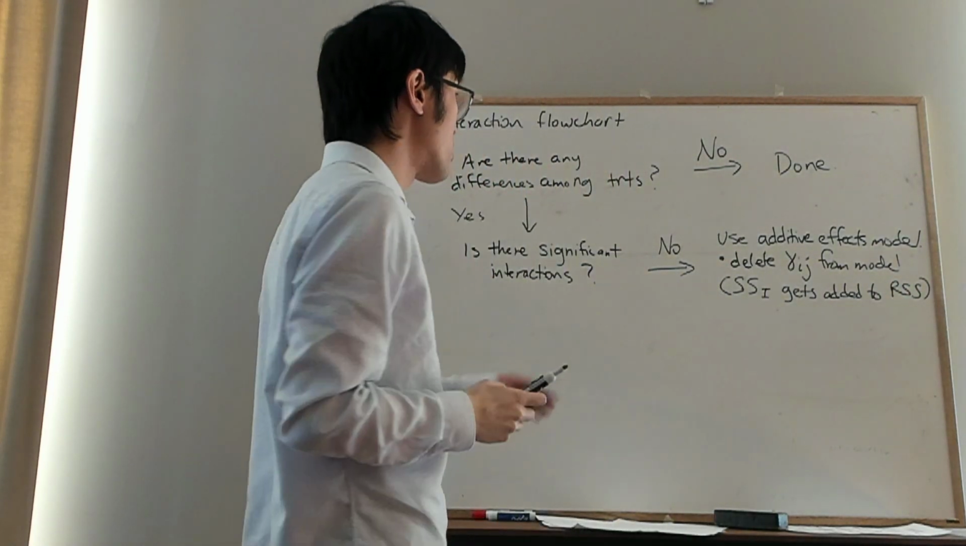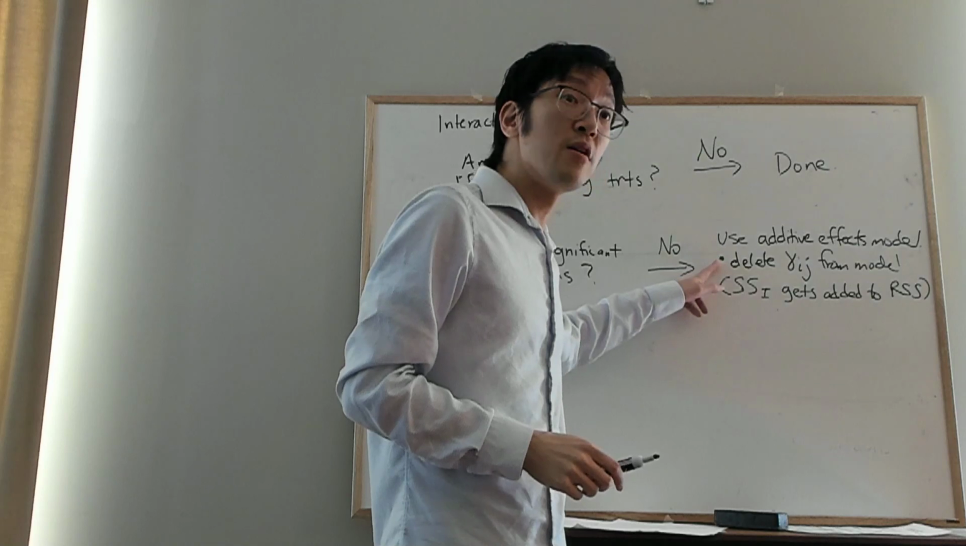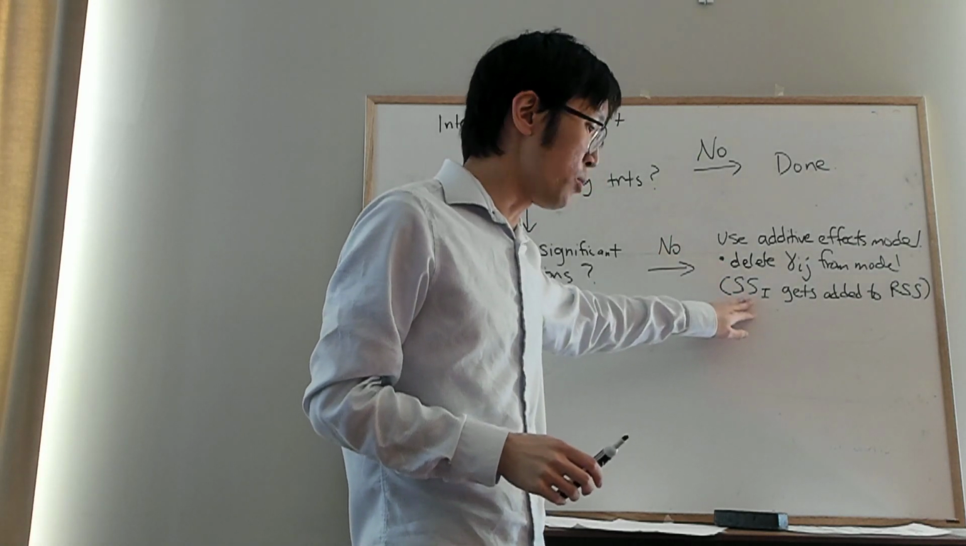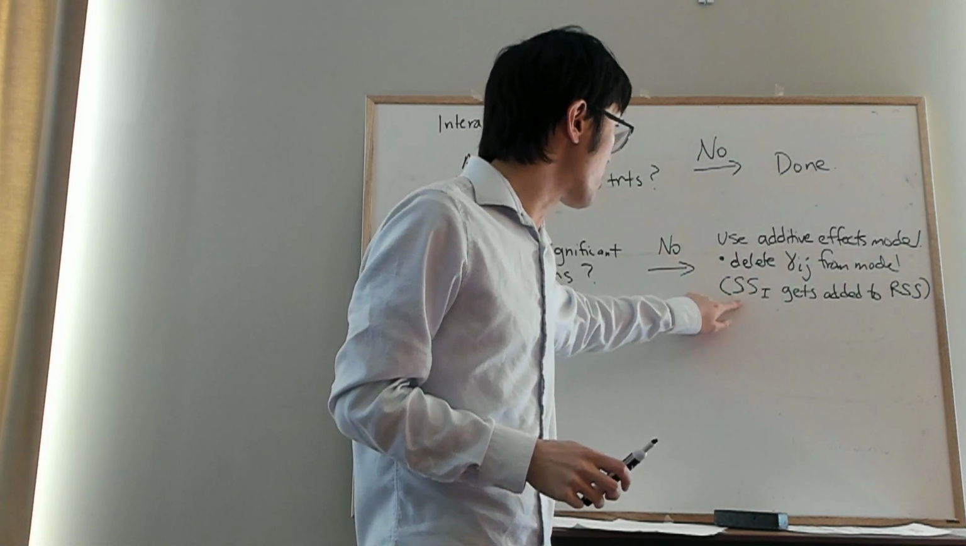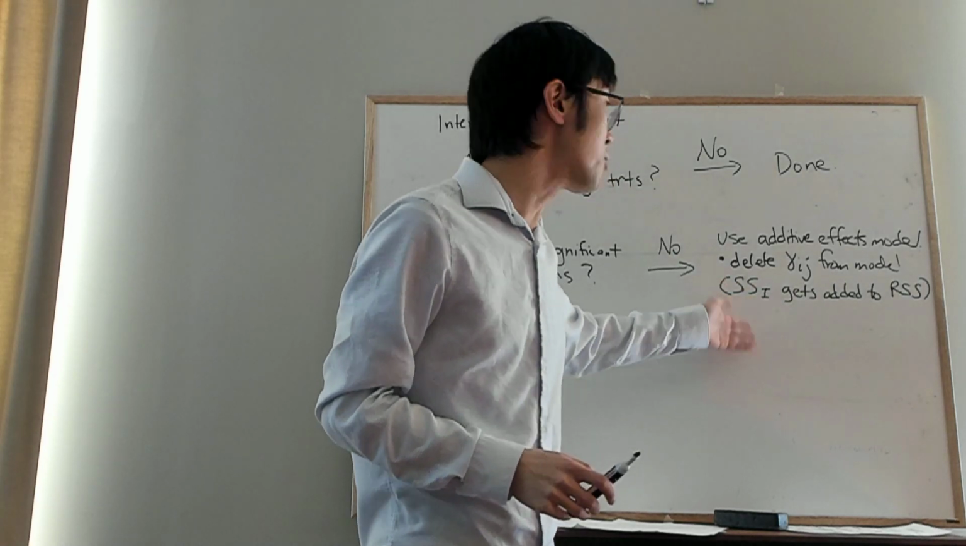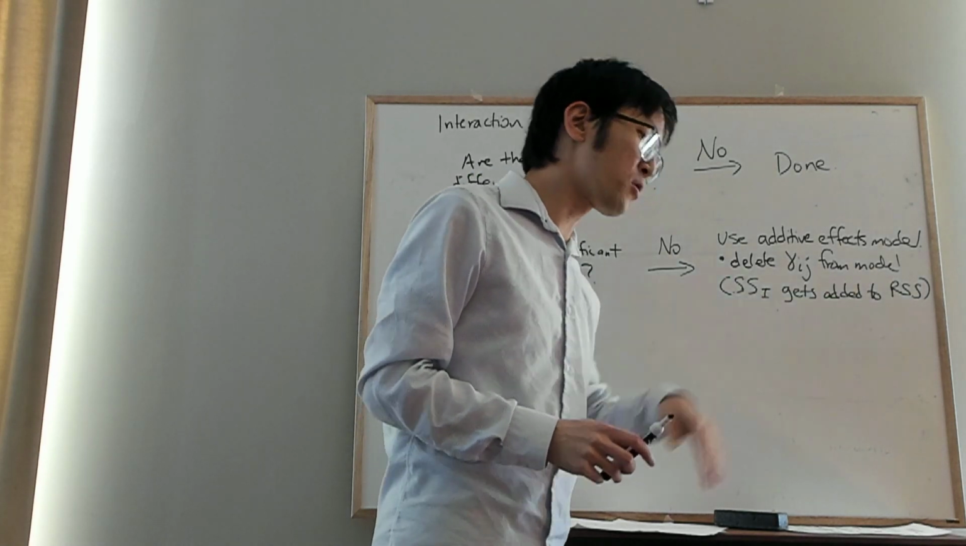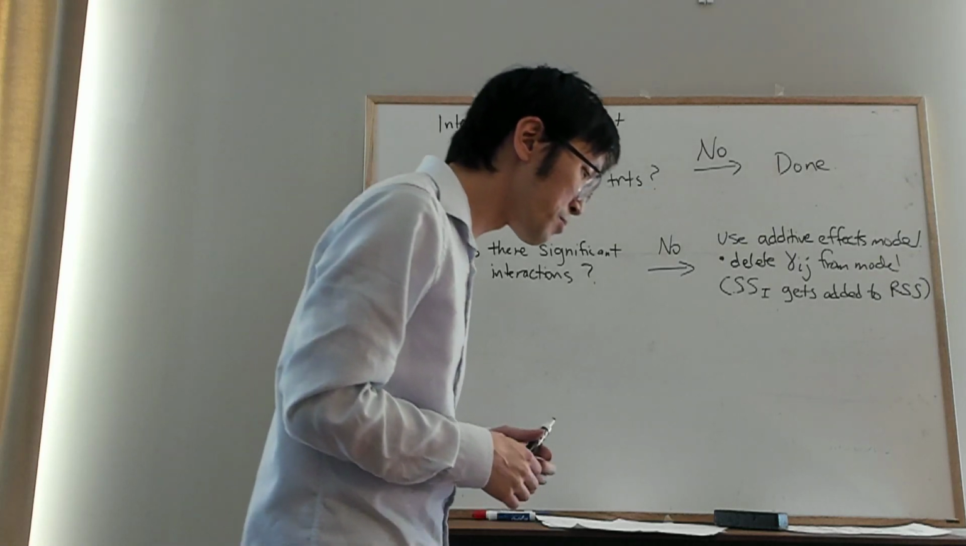Remember that the whole reason we might delete the interaction is because it's not significant. So probably in this case, the interaction sum of squares is quite small anyway. So it's not going to have a huge effect when it's added back into the residual.